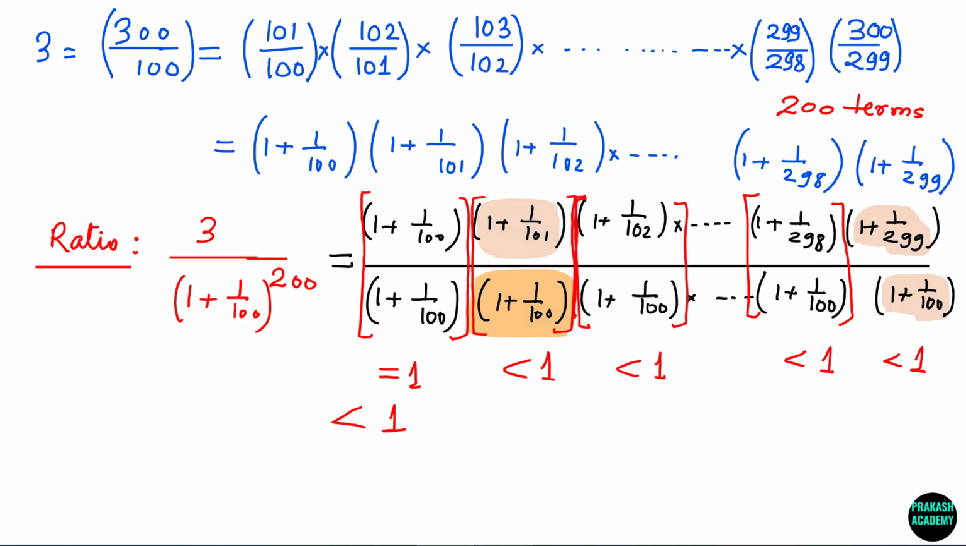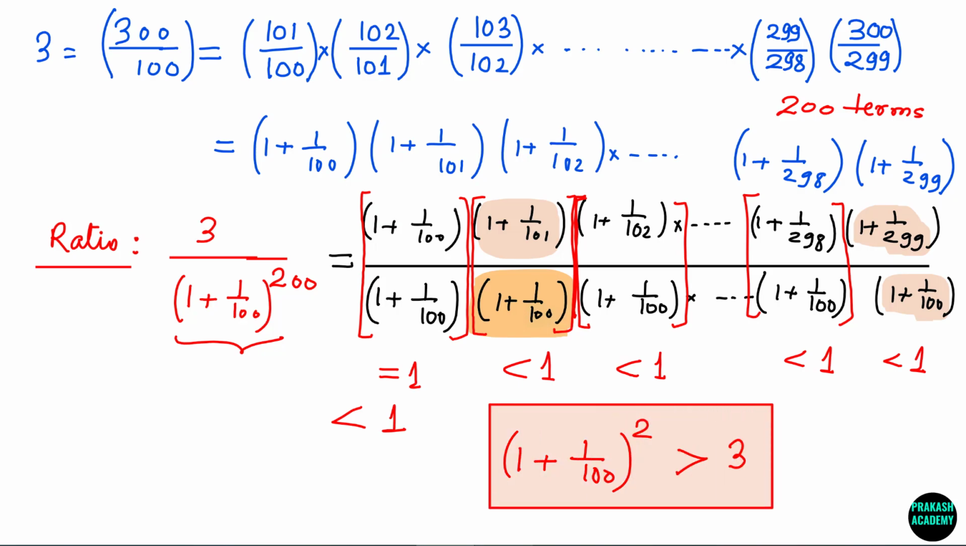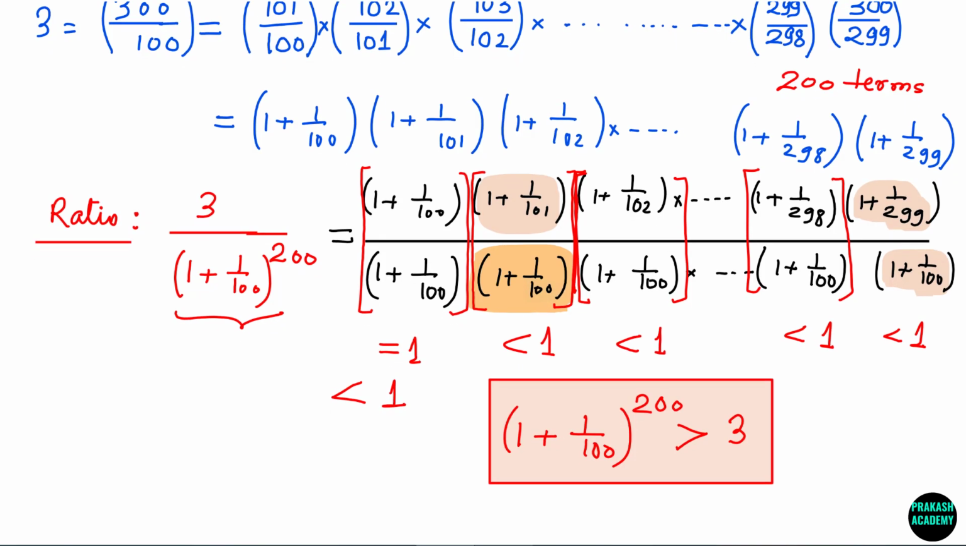So if this is less than 1, this means the denominator is larger. So I can say 1 plus 1 by 100 raised to the power 200 is a larger number compared to 3. So this is larger and 3 is a smaller number. So I can also say that 1.01 raised to the power 200 is greater than 3.